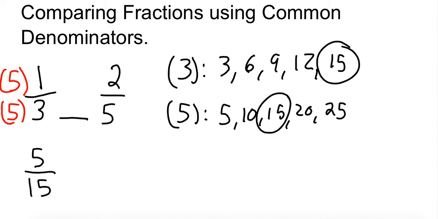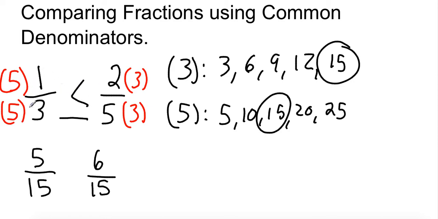Now I'll need to do the same thing to this fraction to compare it. So what I'll do is multiply both my top and bottom number by 3. So we're scaling up this fraction by a factor of 3. So this will be 6/15. And I'll see that 2/5 is larger than 1/3. So I can say that 1/3 is less than 2/5.